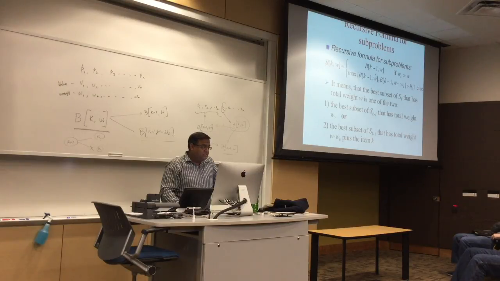And then we compare the two options. If I do not choose the Kth item, what's my benefit? And if I choose the Kth item, what's my benefit? And I compare the two, the max of the two is what this will get.